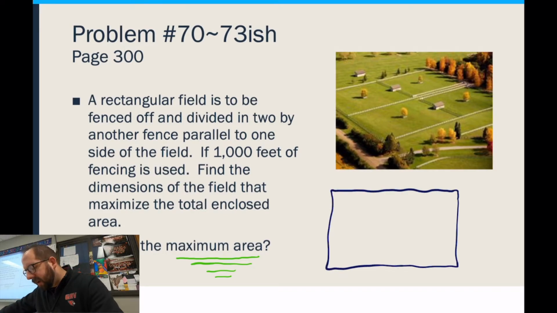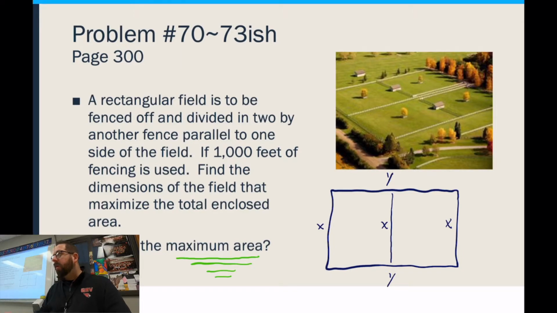So you're going to be dividing it down the middle, so it has two fences. I don't care which direction you go. It's the same numbers anyway. So these numbers are all X's, and then the other distances are Y's, going across. Now, I have a total of 1,000 feet of fence. So that means when I add up all the X's and all the Y's, I get 1,000.